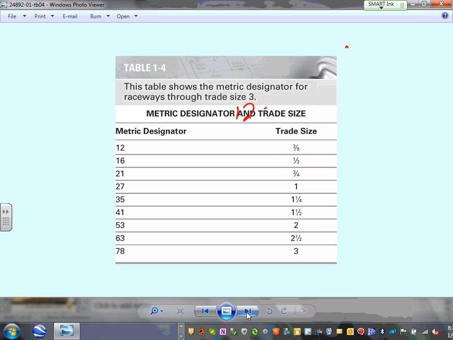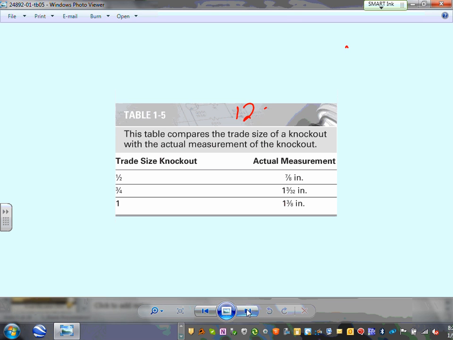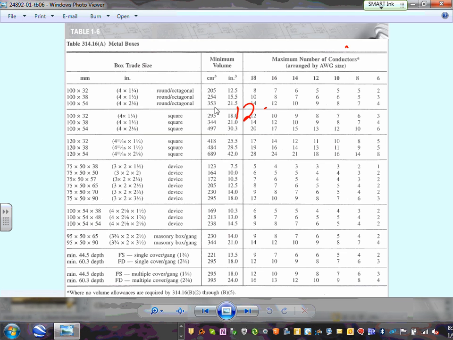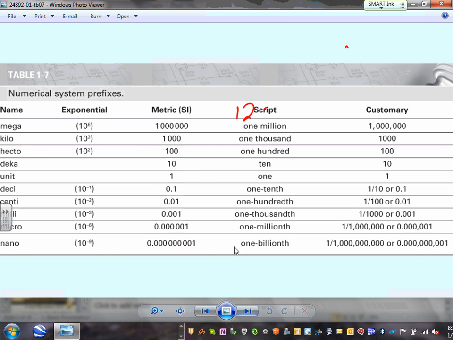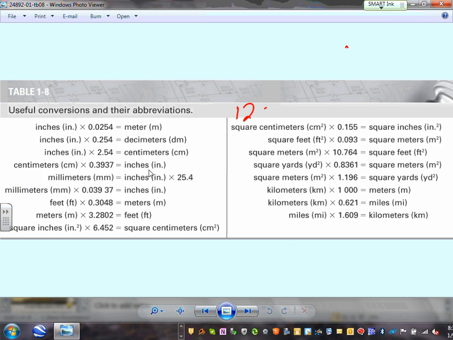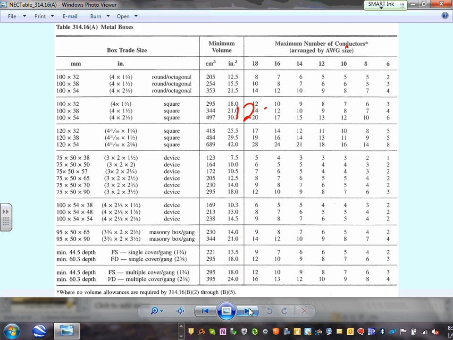Trade sizes, metric designators versus trade size. Same thing with actual knockouts versus measurement, which is different. The boxes, guys, we have trade size boxes, 4-inch, 1 1/4 deep, and what not. And of course the prefixes that we can give to certain values and the conversion between the units.